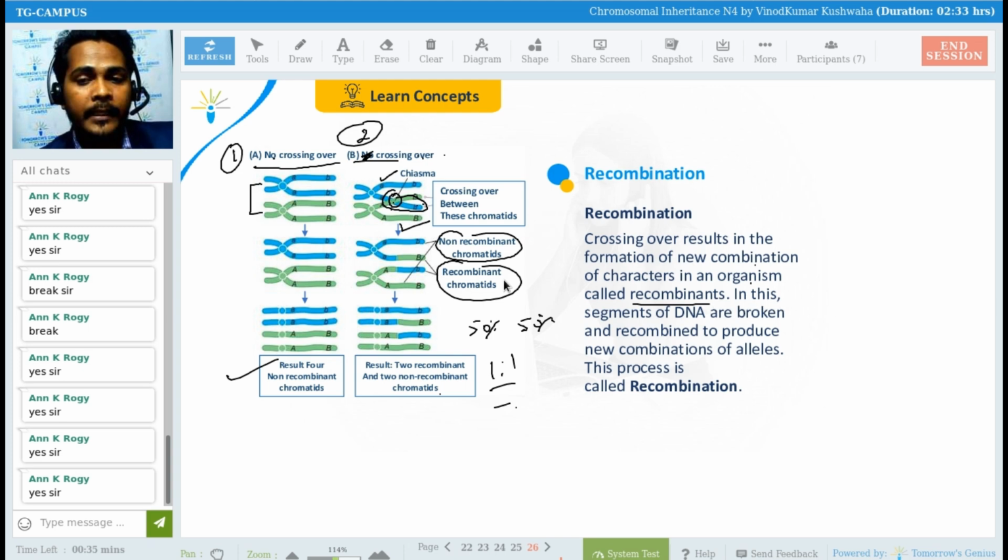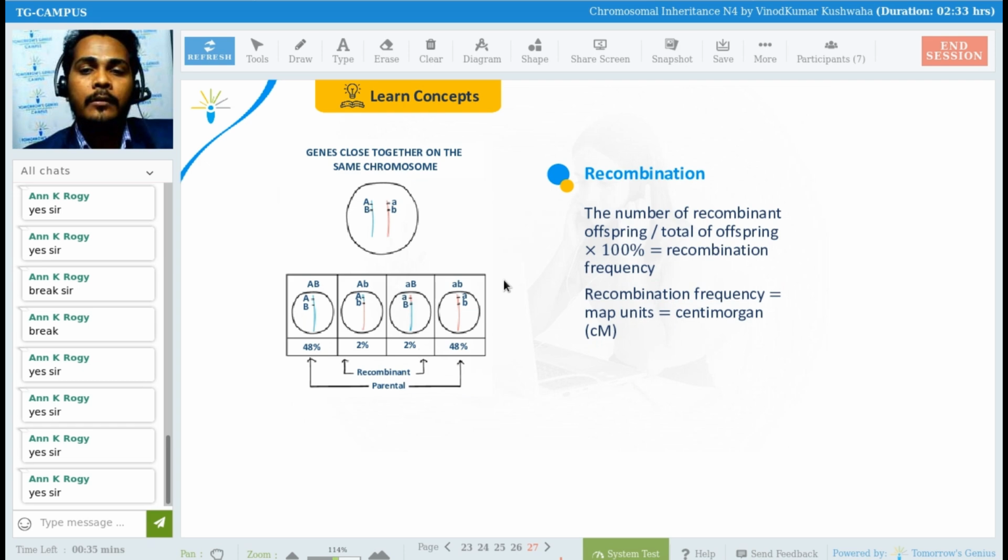In this segment, DNA is broken and recombined to produce a new combination of alleles. That process is called recombination. Here you can see how this recombination takes place. If crossing over takes place, recombination will happen. So how will you calculate the recombination? The number of recombinant offspring over the total number of offspring, multiplied by 100, gives the recombination frequency.